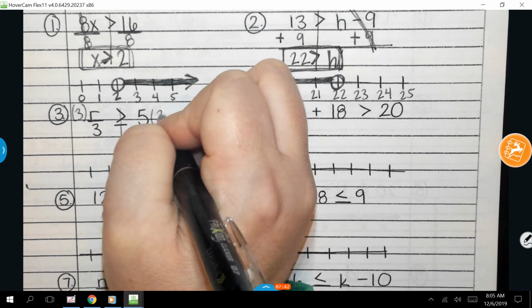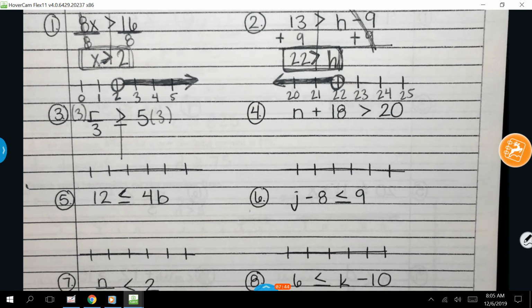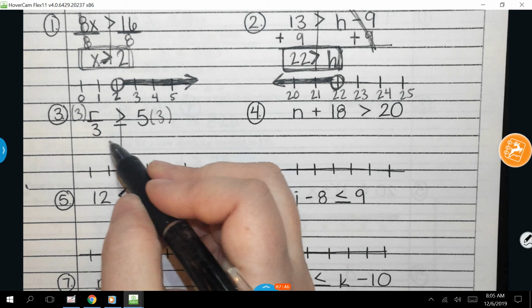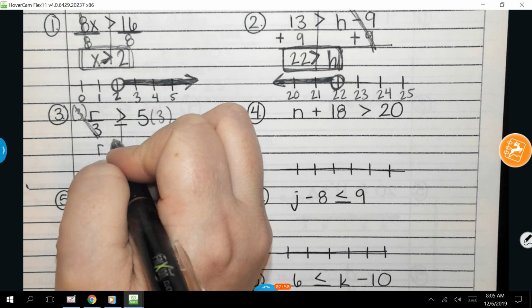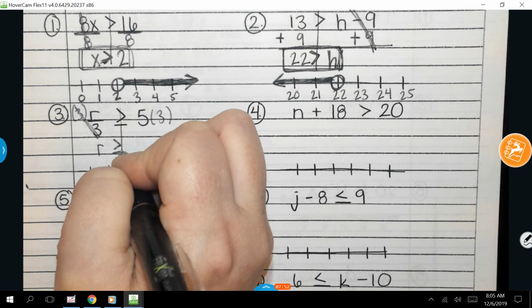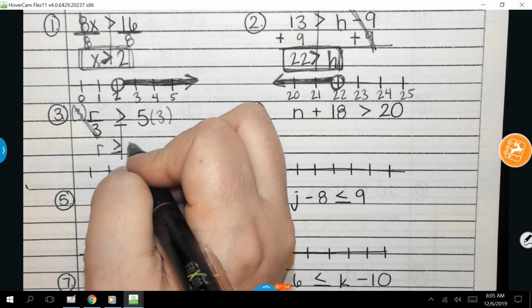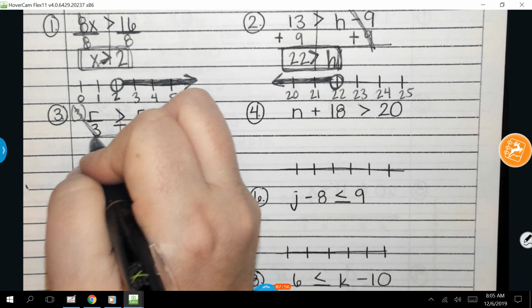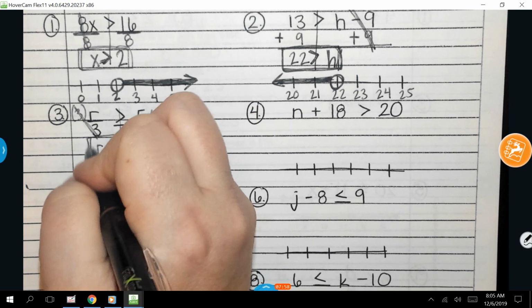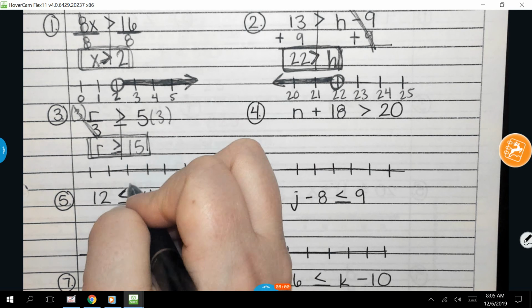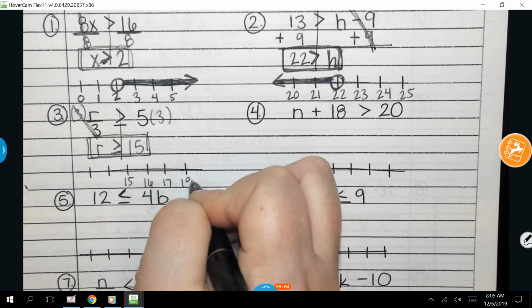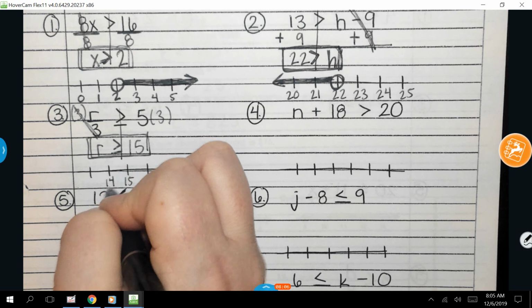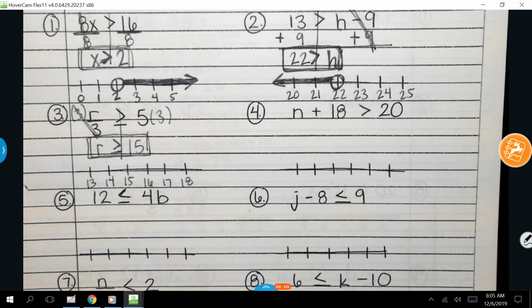So I'm putting my times 3 on the top. All right, what happens to a 3 on the top and 3 on the bottom? They go away. I'm left with R. We're going to keep our greater than or equal to sign. 3 times 5 is? 15. So there's my answer. I'm going to go ahead and put 15 on my number line. 16, 17, 18. And in front we have 13.